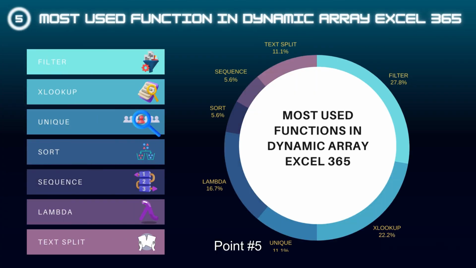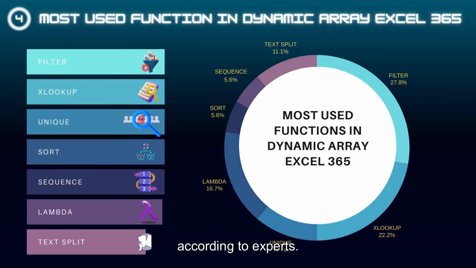Point number 5. Most used functions in dynamic array Excel 365. As you know, XLOOKUP and FILTER are the most powerful dynamic functions in the world according to experts. You can see the screen of the video.